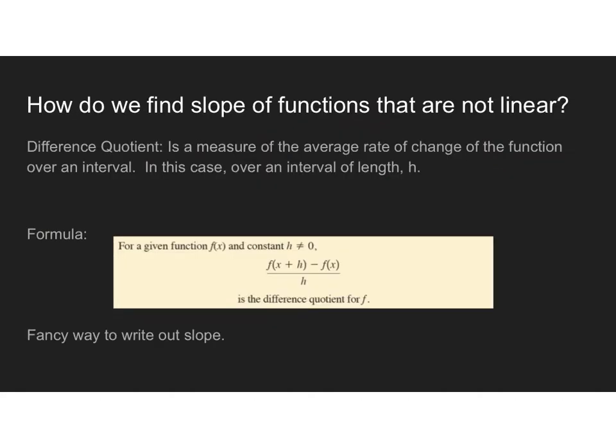So today we're going to talk about the difference quotient. The difference quotient is a connection between calculus and pre-calculus. The definition of a difference quotient is the measure of the average rate of change of a function over an interval. In this case, over an interval of length h. H is going to be a very small interval, so we can be as accurate as possible. If we were in calculus, we would find this average rate of change many, many times, and then that would be what we could consider the overall average rate of change.